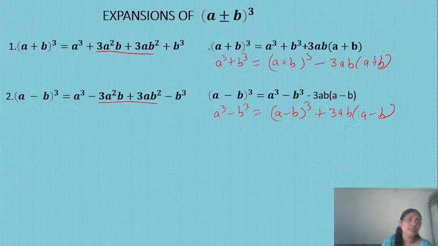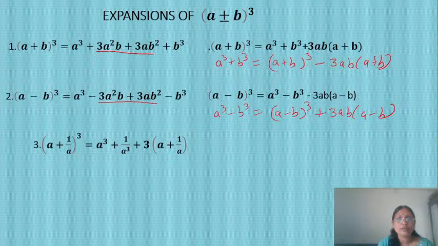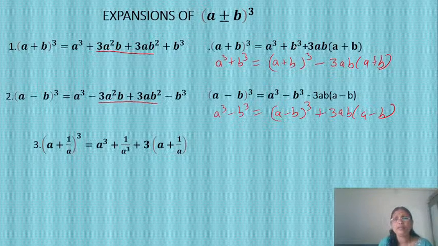Very important to learn these identities. You have to make the chart and keep it on your desk. Okay. So then the next identity, (a + 1/a) the whole cube is a cube. Same thing. In place of a, it is a; in place of b, it is 1 upon a. That's it. a cube plus b cube plus 3ab in bracket (a + b).